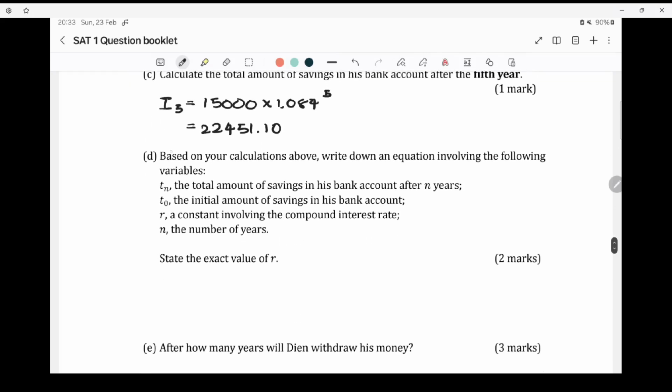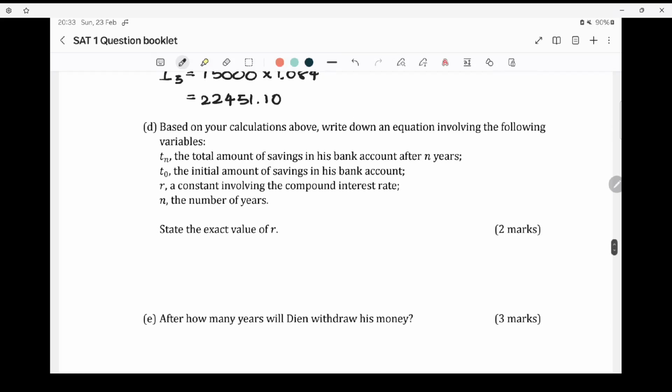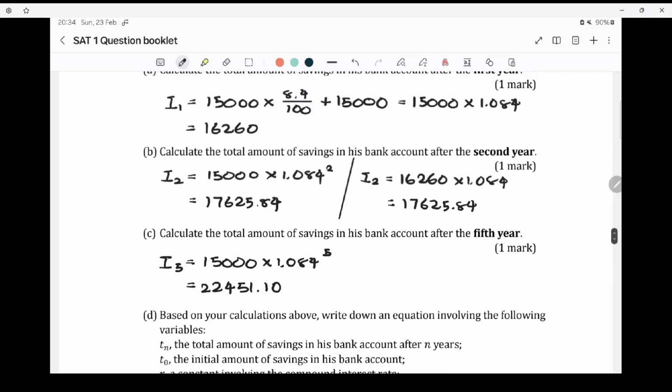So based on your calculation above, write down the equation involving the following variables. So Tn is the total of savings after n years, so you put Tn over here. T0 is the initial investment. R is a constant, and you need to state the exact value of R, so it's 1.084, and then n. So that will be your equation.